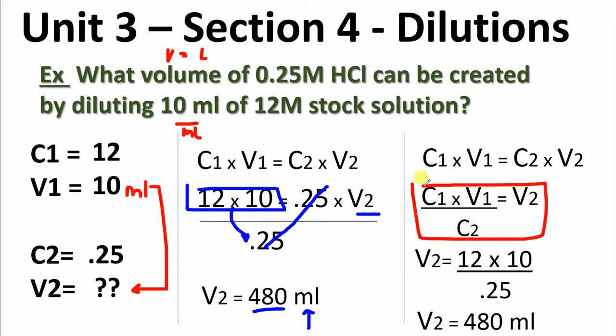So there you go. Dilutions are straightforward. It's a nice little equation: C1 times V1 equals C2 times V2, and it's not too difficult to use. Again, the only trick might be liters and milliliters, so just convert. I don't care which one you use. Just convert so you are being consistent.